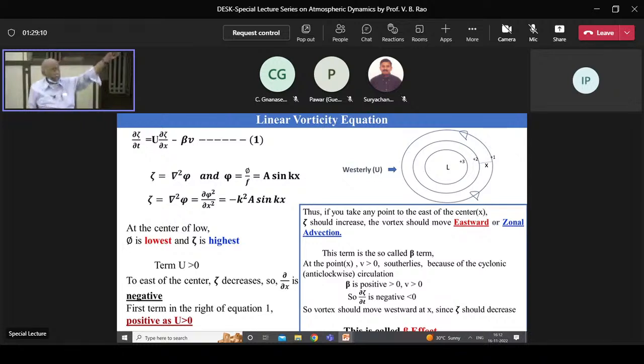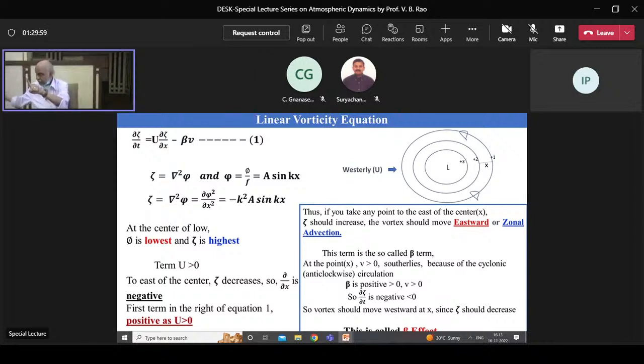Okay, this is correct. There is minus u d by dx of zeta. So if you take a point x, d by dx of zeta, right minus left, that's d by dx. So 1 minus 3, there is a negative. U positive, there is a negative sign, so it's totally positive. The velocity should increase. If this vortex moves from east to west, velocity will further decrease. If it moves from west to east, velocity will increase. So the wave should move from west to the east.